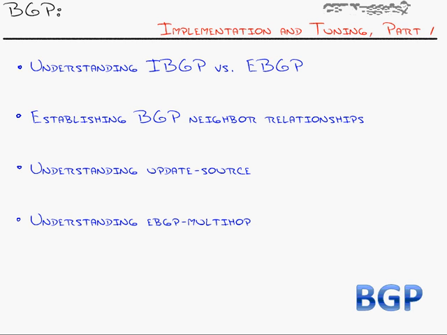Then the rest will be focused on nothing but configuration with one key goal in mind, and that is to establish the BGP neighbor relationships. Once those are established, then we can begin exchanging routes between our BGP devices.